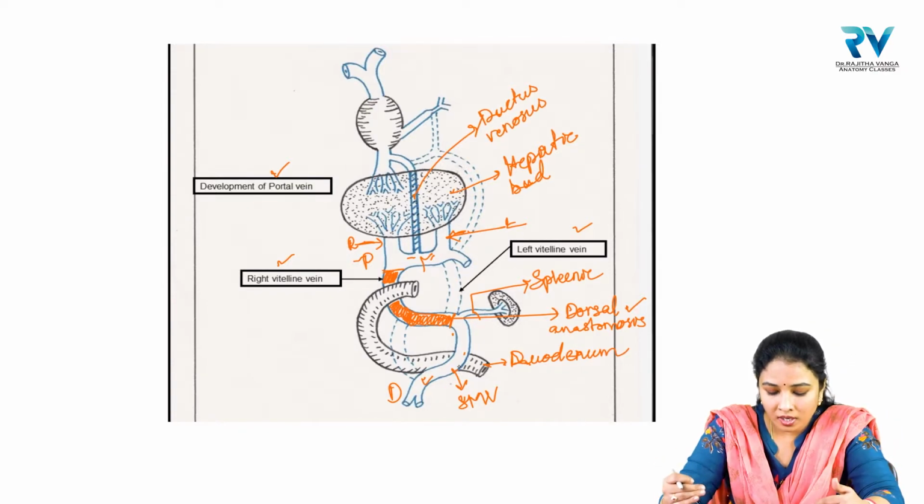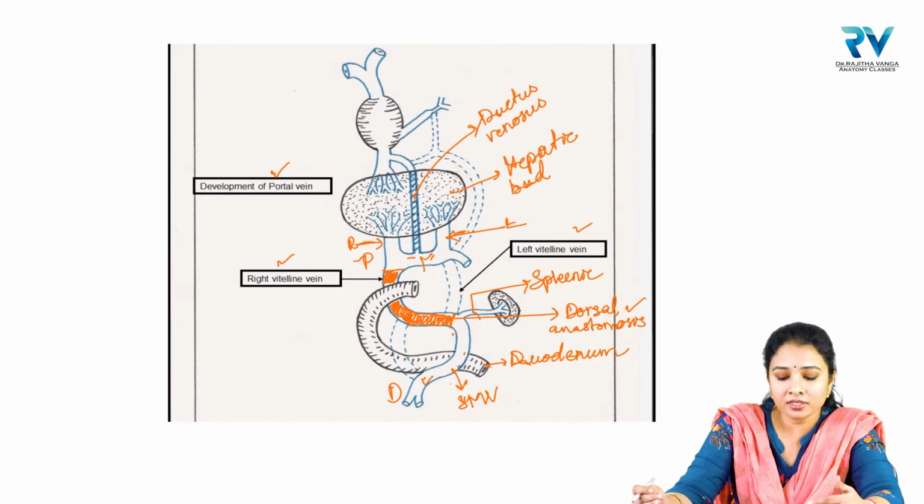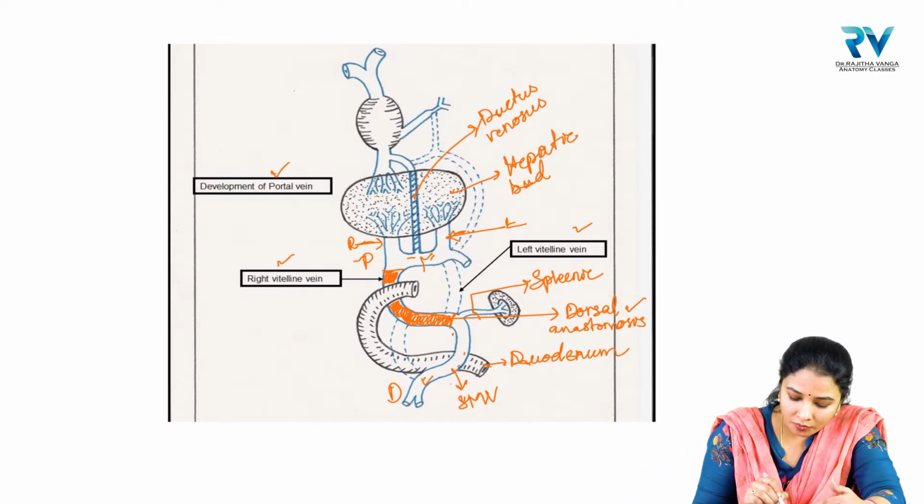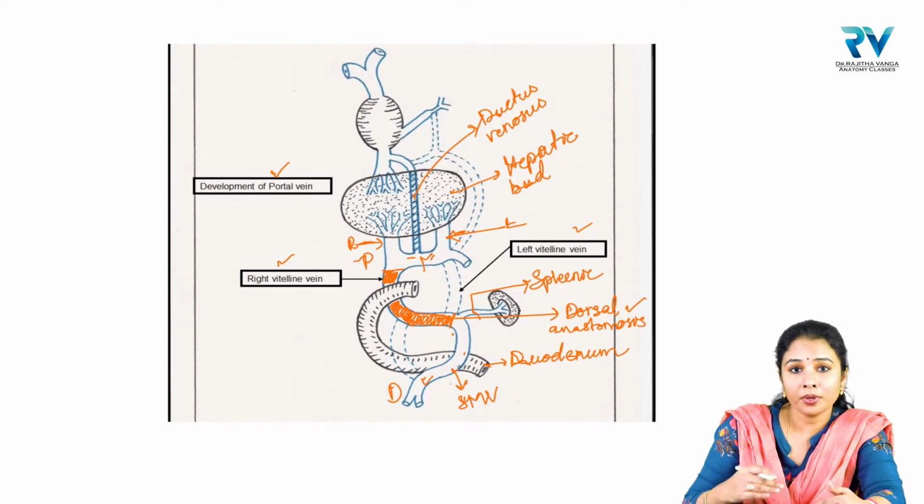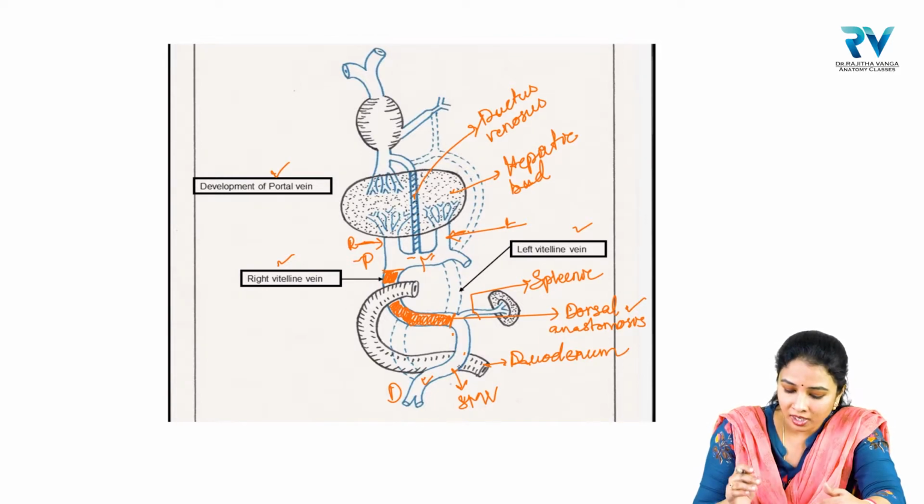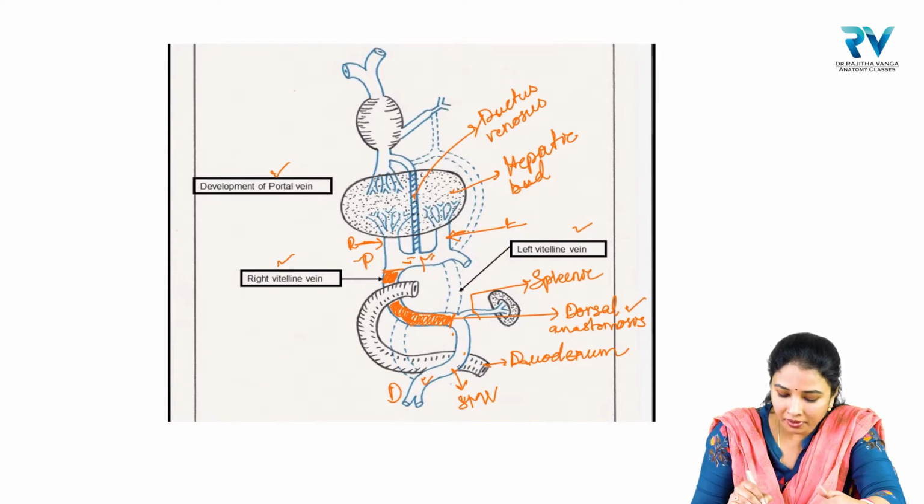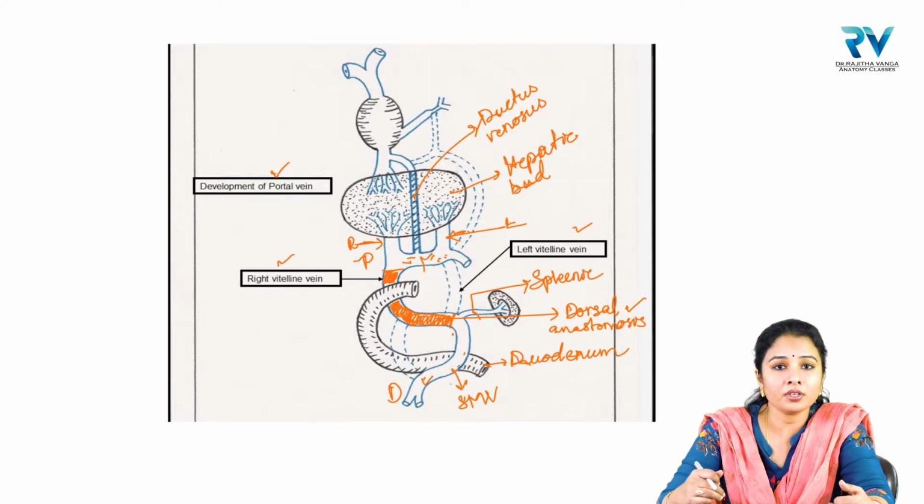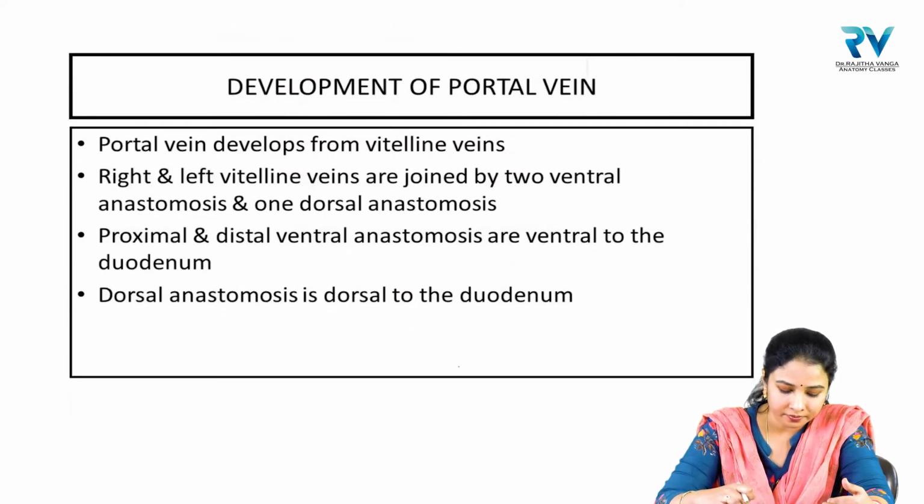Ductus venosus, in adults, disappears and obliterates completely to form ligamentum venosum. And the right branch of the portal vein is from the right vitelline vein. Then the left branch is from the proximal ventral anastomosis, which forms from the left vitelline vein. So that is about the development of portal vein.